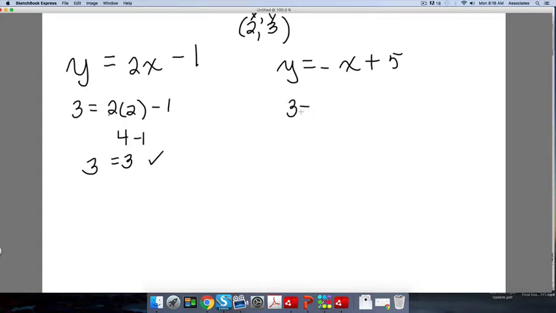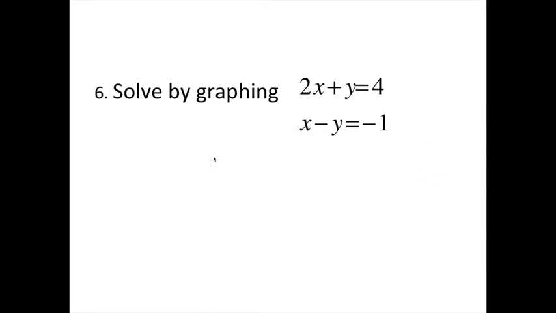Let's put it in here. 3 equals negative times 2 plus 5. Negative 2 plus 5 is 3. Here it checked also, so I know my answer is correct because I checked it algebraically. All right, pause if you need to. All right, let's go back to the PowerPoint and let's try the next one.